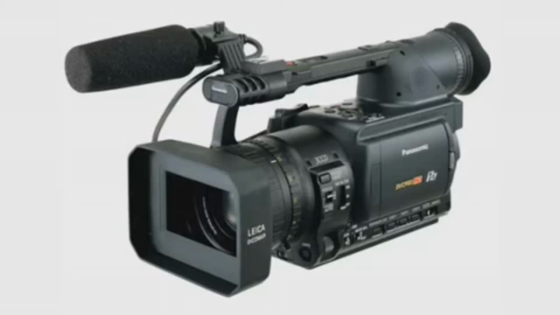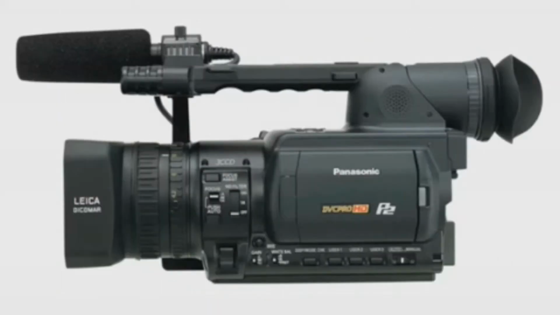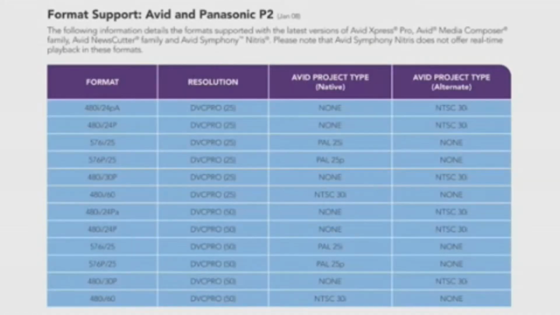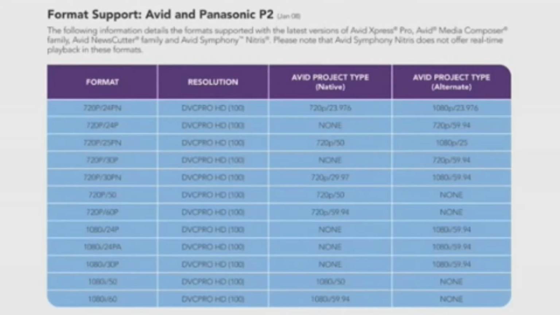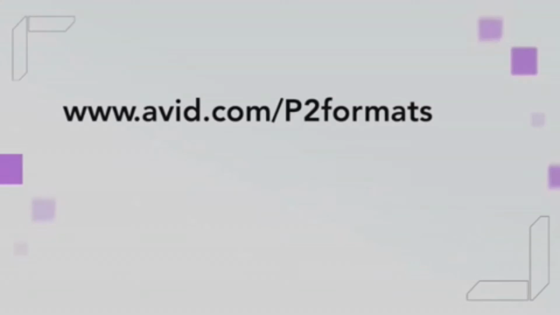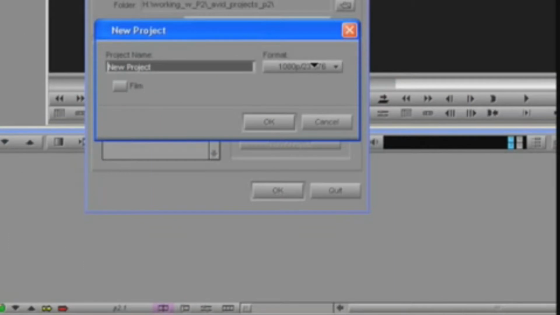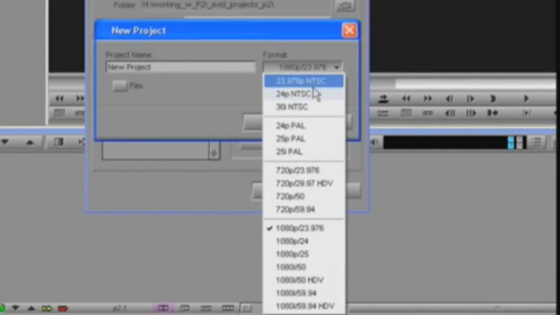Choosing format and frame rate. Since the Panasonic HVX200 camera can originate 21 different format and frame rate combinations, one of the most important decisions you'll need to make before your project begins shooting is what frame rate and format you will use. Go to avid.com/p2formats to ensure that the frame rate and format combination you are using is compatible with Media Composer and therefore which Avid project type you'll be using for post-production.